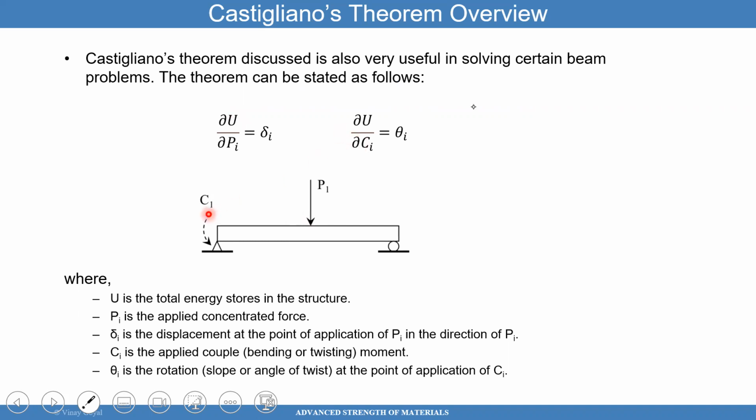If I want to find how much slope I get towards the end of this, I put a moment there, maybe a fake moment. Partial U with respect to C equals the slope there. Is that clear so far?